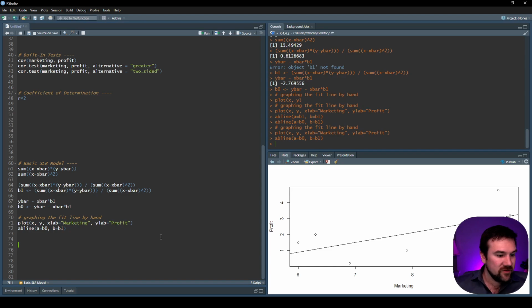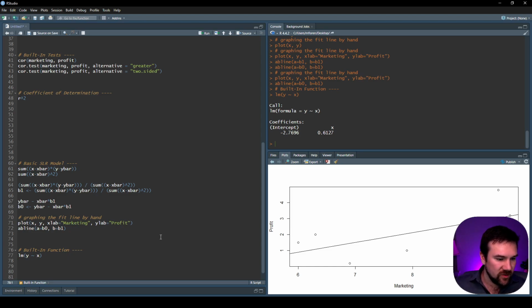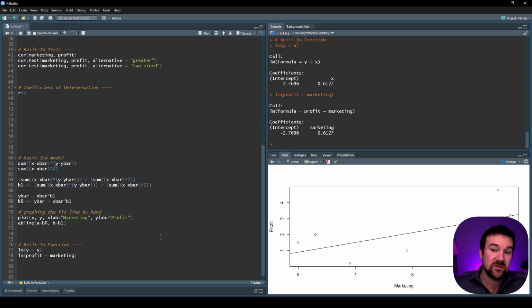All right, let's talk about how we do this with the built-in functions. For the built-in function, the command in R is going to be lm, which stands for linear model. I give it my dependent variable, then the squiggle, and the independent variable. Typically I'm going to give it profit, squiggle, marketing if I'm doing the built-in command, because I'm not going to have X and Y, since I don't need the shorthand to do all the short calculations.